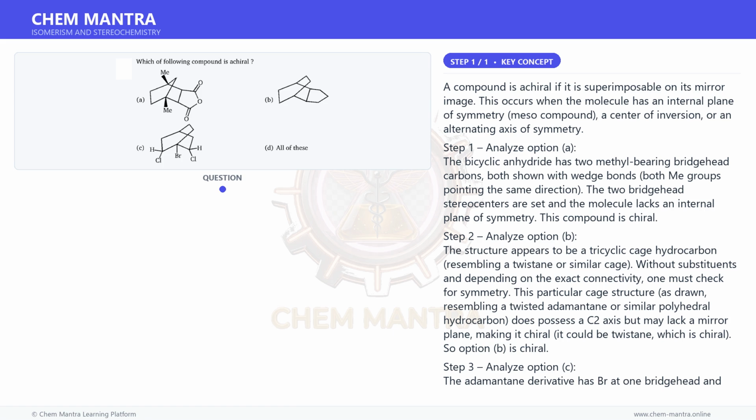The molecule is a meso compound. It has an internal plane of symmetry despite having stereocenters. Therefore, compound C is achiral.